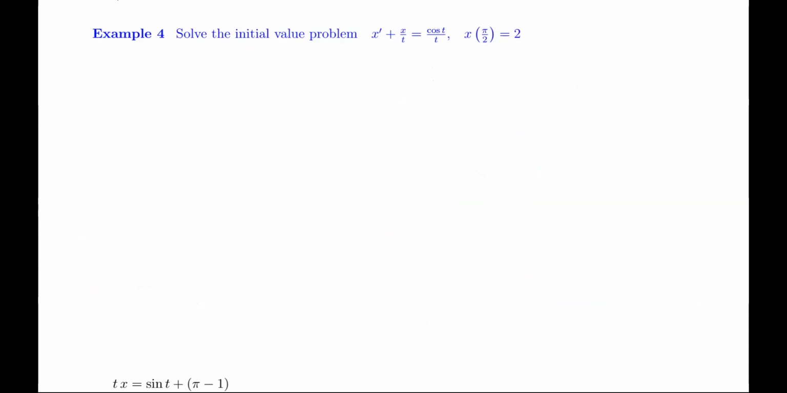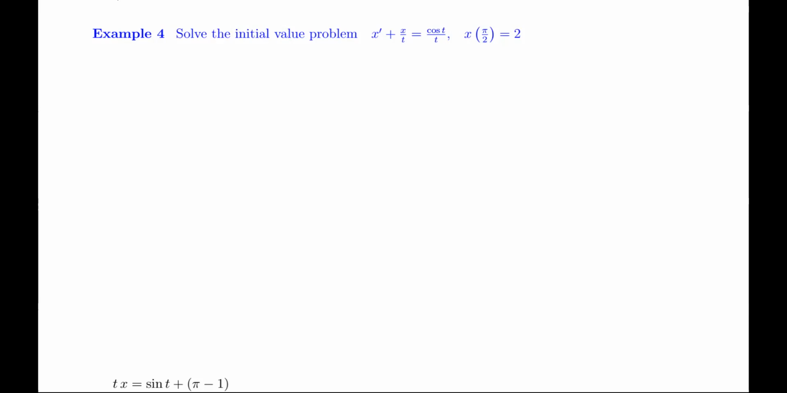Now we're going to solve an initial value problem. So we have x prime plus x over t is equal to cosine of t divided by t. That's our differential equation. But we have the initial value that x of pi over 2 is equal to 2. Remember, x is a function of t, right? So that x of pi over 2 means t is pi over 2. When t is pi over 2, the function x is 2.